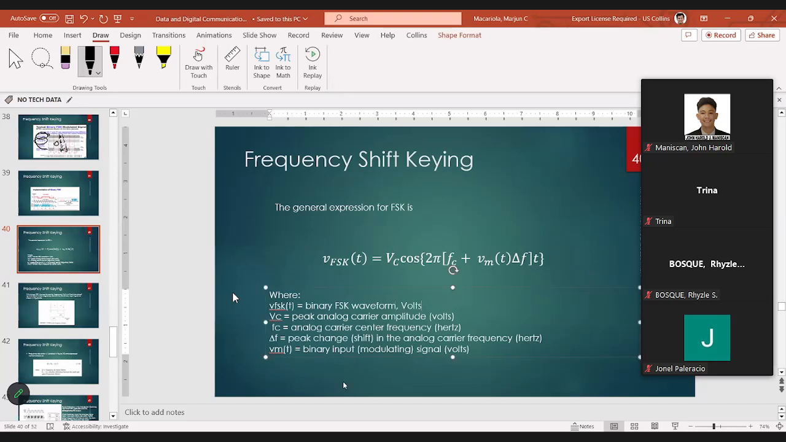VC is the peak analog carrier amplitude. Again, that is in unit volts. FC is the analog carrier center frequency. Again, that is frequency. So that is in hertz. Change in F or the peak shift or the peak frequency deviation is the difference between your frequency FM and FS. So VM(t) is the binary input modulating signal again, which is in volts. Okay, so to be able to compute for the output of logic 0 and logic 1, so sige, compute natin.